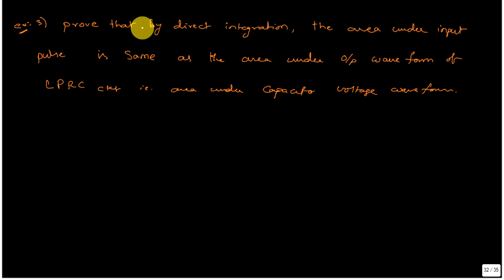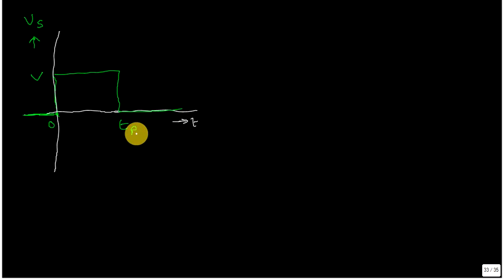Next, prove that by direct integration the area under the input pulse is the same as the area under the output waveform of a low pass RC circuit. That means the area under the capacitor voltage waveform. We are going to prove the area under the input pulse is the same as the area under the capacitor voltage waveform, which is nothing but the response of the low pass RC circuit. Okay. How to prove this one?